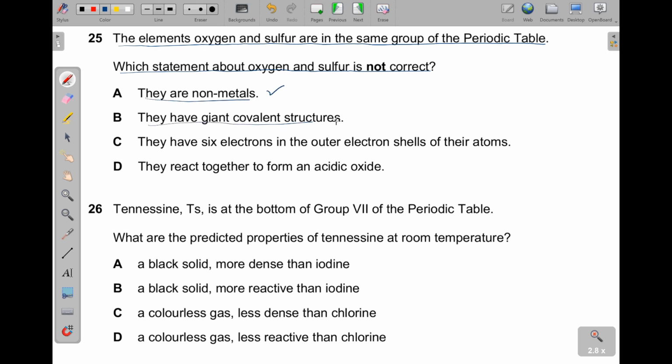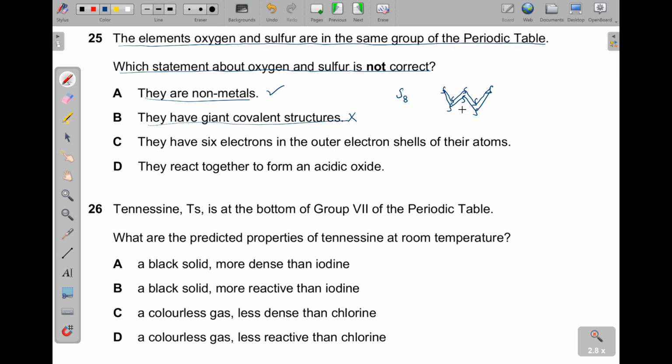They have giant covalent structures. This one is wrong. Sulfur is S8. It actually has a structure like this, in the form of a W. So there is a sulfur here, there is one here, one here, one here, one here.